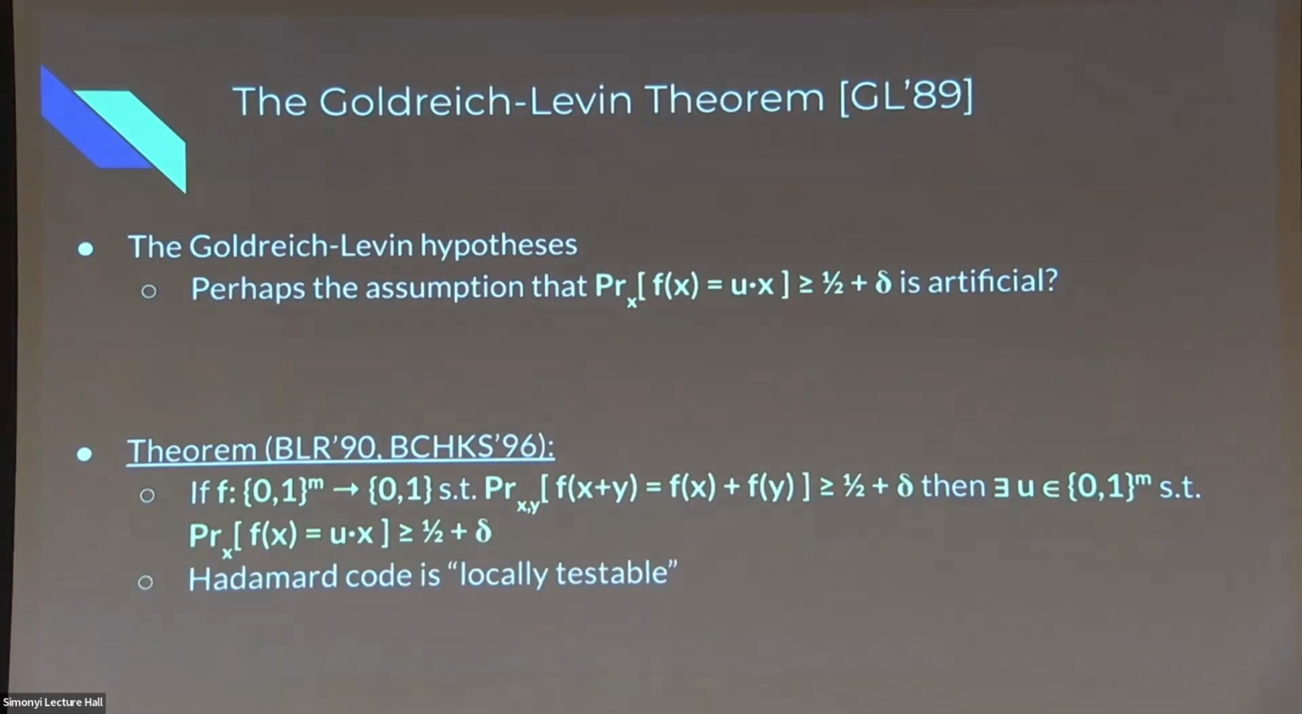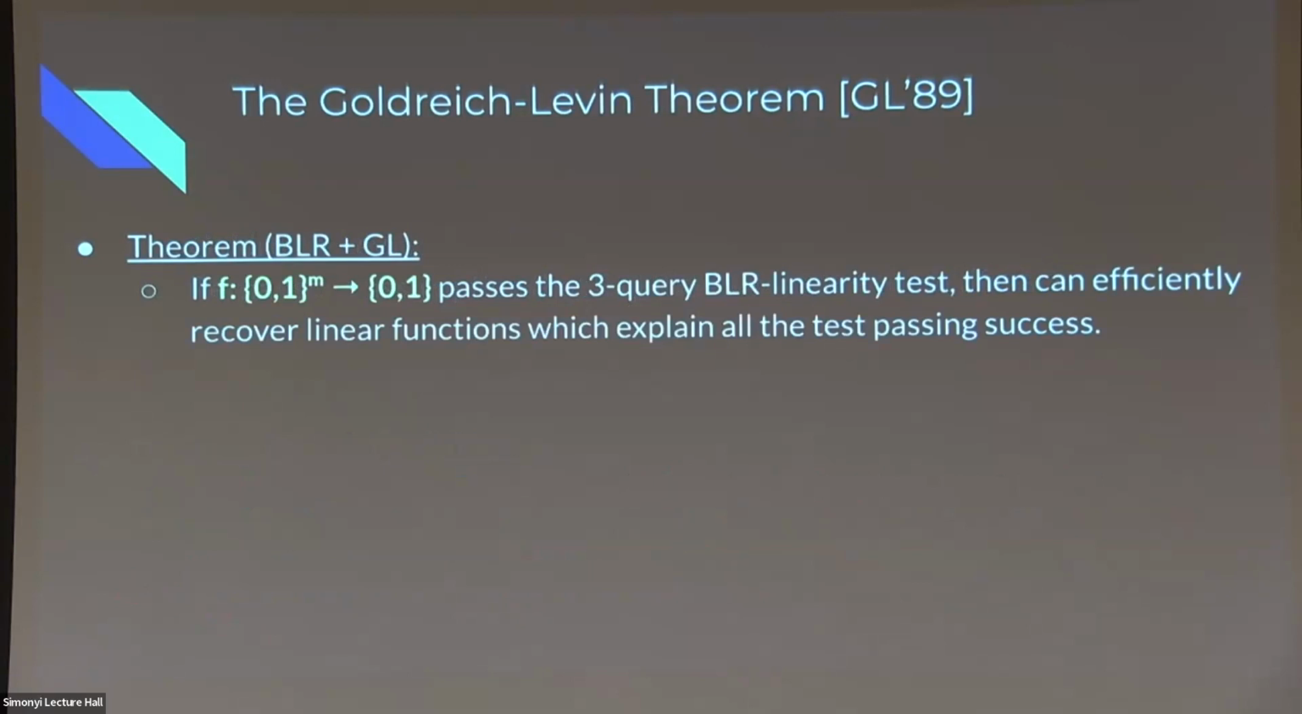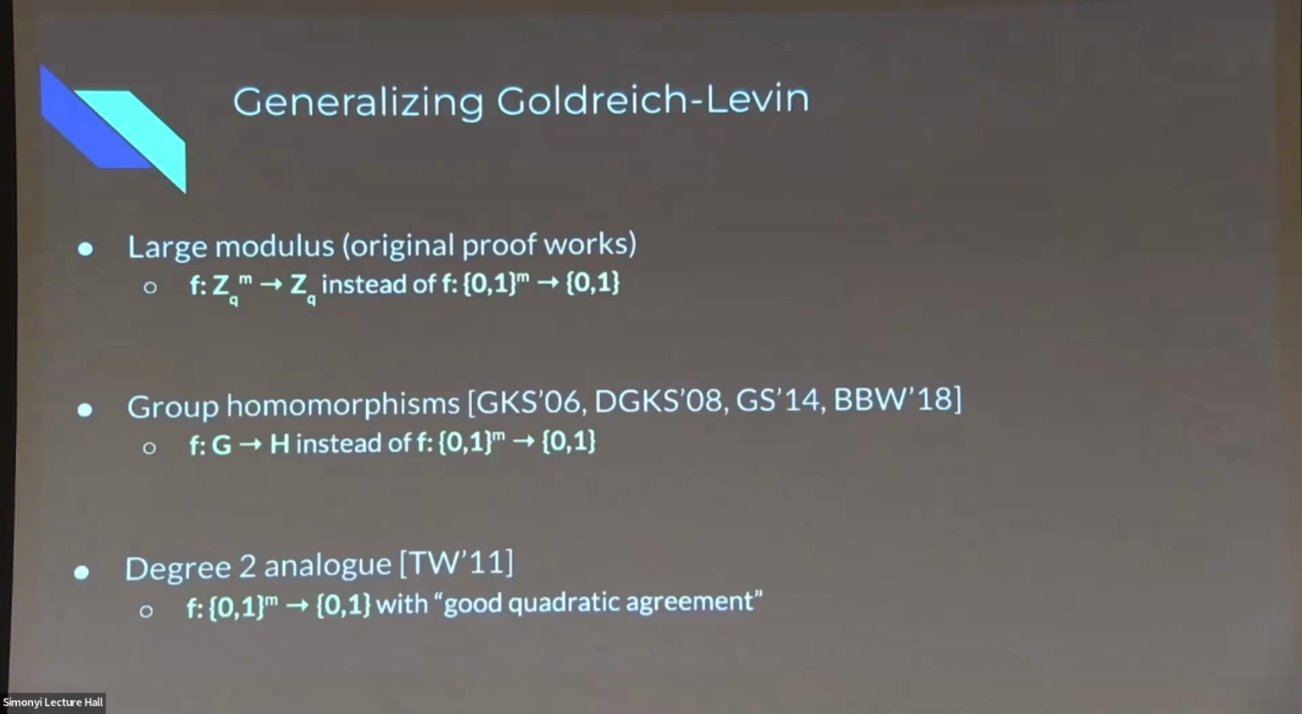Okay. Yeah, so if you want to cast this in terms of coding theory language, what this is saying is basically the Hadamard code is locally testable. And so Goldreich-Levin comes downstream of a local testability result to show that you can actually algorithmically recover the structure that's making you pass this test. Okay. Yeah, and this is kind of the combination theorem of BLR plus Goldreich-Levin. If a function passes this 3-query BLR test, then you can efficiently recover the linear function which explains all the test passing success.